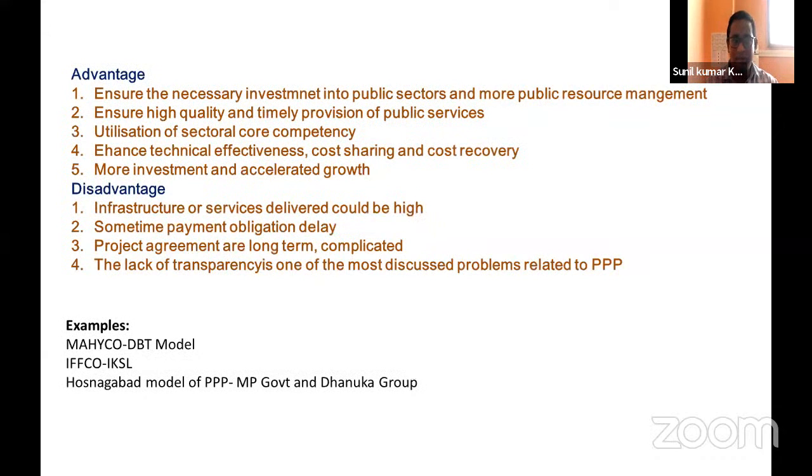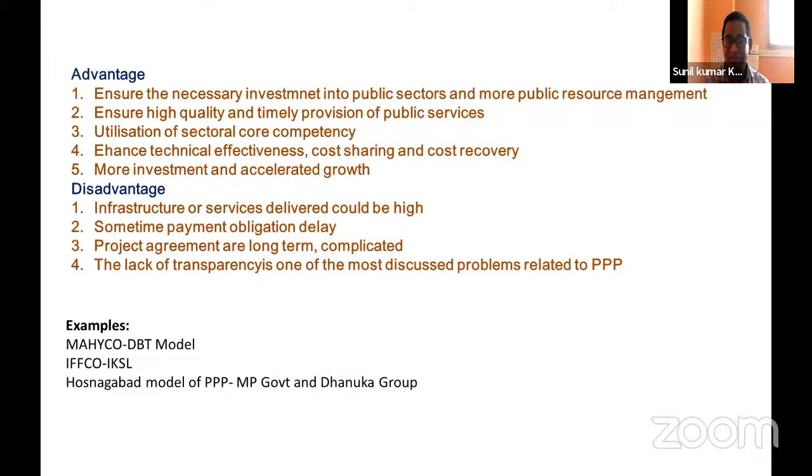What are its advantages? It can ensure necessary investment into the public sector and provide better public resource management. It can ensure high quality and timely provision of public services, and utilization of the core competencies of every sector. It can enhance technical effectiveness, cost sharing, and cost recovery for the government and for the farmers. For the disadvantages, the infrastructure or services delivered could be costly because of the intervention of the private sector, their role, and their service costs. So that can be high.